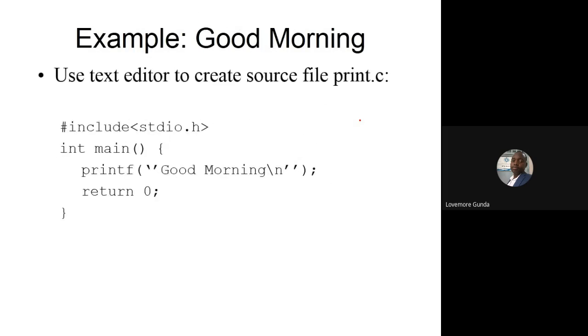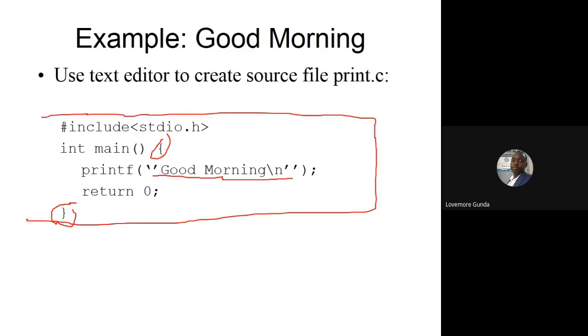So this is an example program. You can write your program: include stdio.h, int main, you open your main function, printf good morning, return 0. So this will print good morning, right? This is an example of source code, right? So you just save it as C source code.